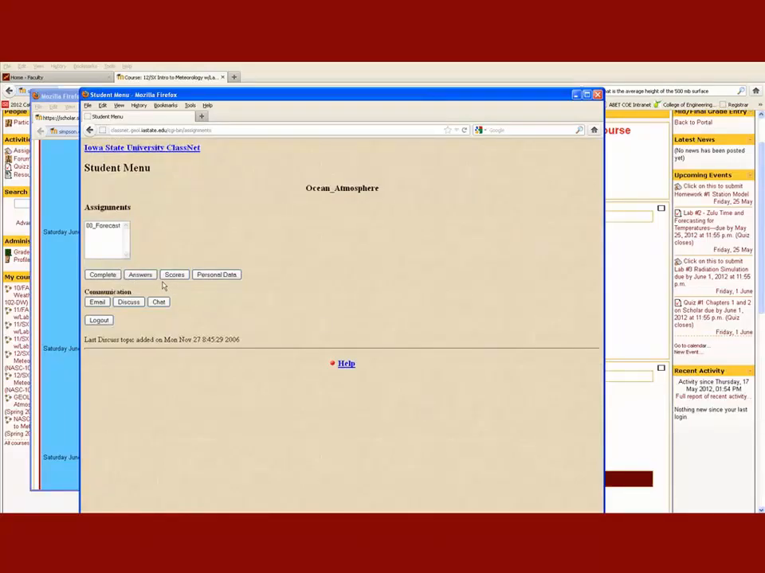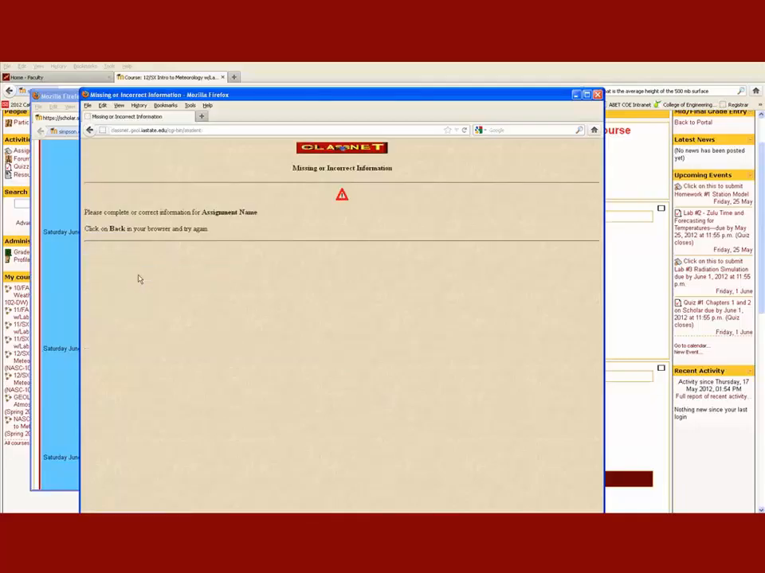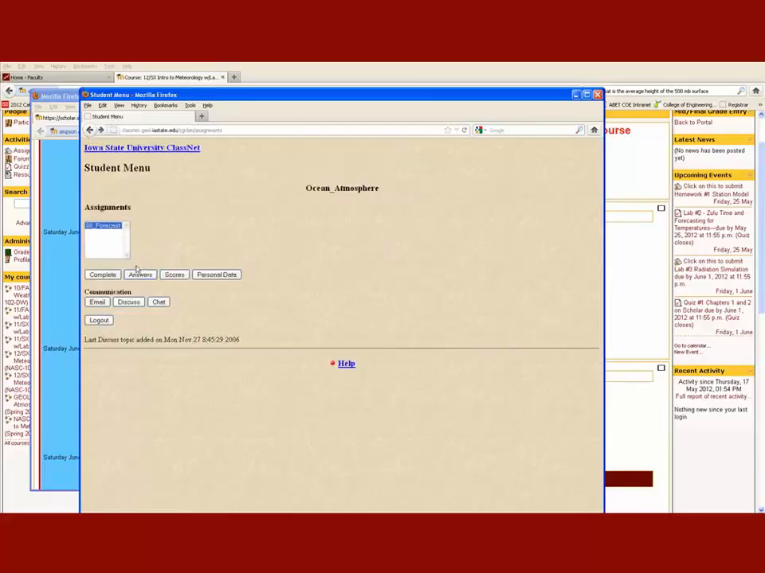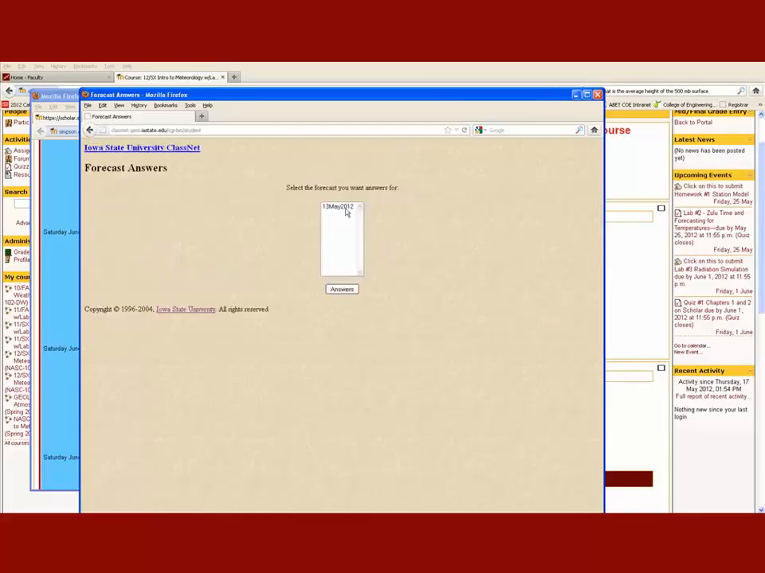Now, what I did is I went back and I actually made a forecast a few days back. So if I go over here to answers, wait, that's not the one. Oh, here we go. You'll see that I actually submitted a forecast back on May 13th. Now, I sat down on May 13th and I was forecasting the weather for May 14th.